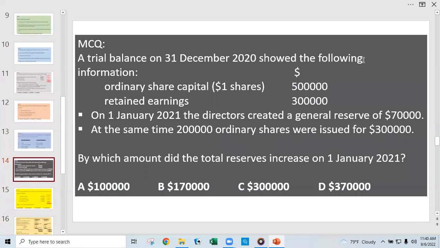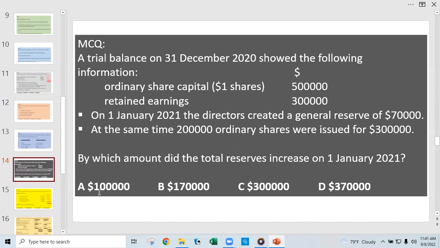A trial balance on 31st December 2020 showed the following information. Ordinary share capital 1 each is 500,000. Retained earnings 300,000. On 1st January, the directors created a general reserve of 70,000. General reserve is made out of retained earnings. So the general reserve will increase 70. Retained earnings will decrease by 70, giving a zero effect. The next information is at the same time 200,000 ordinary shares were issued for 300,000. That means there is a share premium reserve of 100,000. So therefore the answer is A.